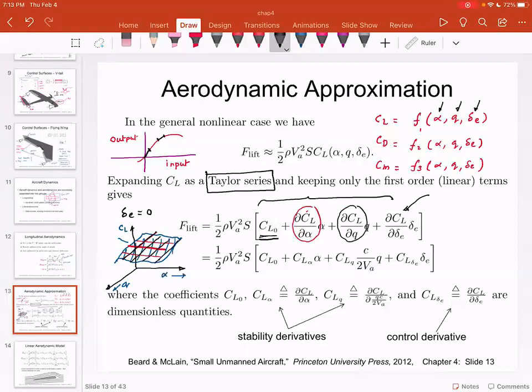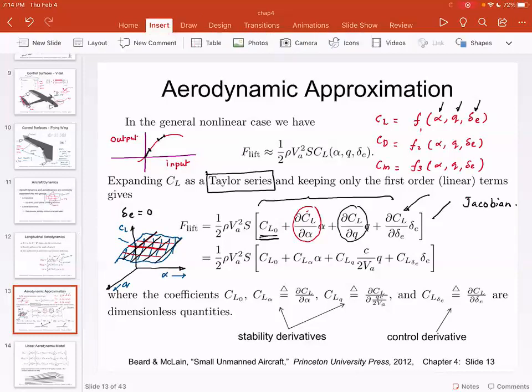So if you think about it, this is nothing but a Taylor series expansion, and this first order approximation is good for preliminary analysis. I just want to tell you that this is intimately related with the concept of Jacobian that we studied in robotics one. Once we have the equations for lift, drag, and moment, all these equations can be written clearly as a Jacobian. How is it related to the Jacobian? Good question.